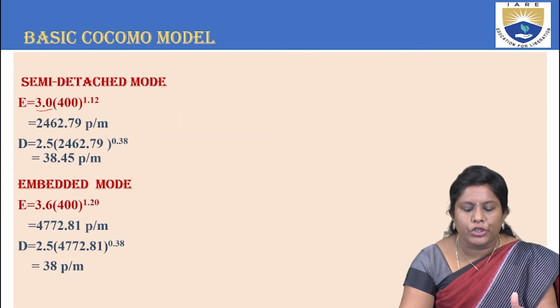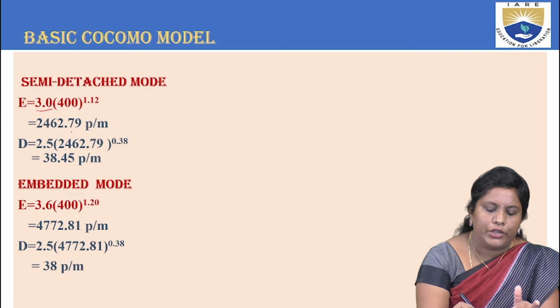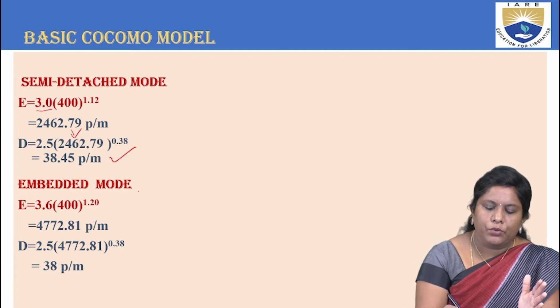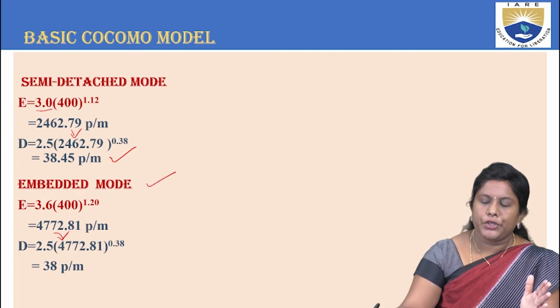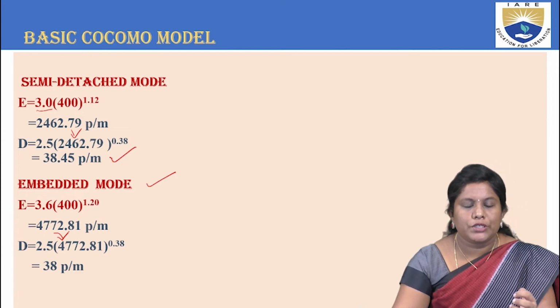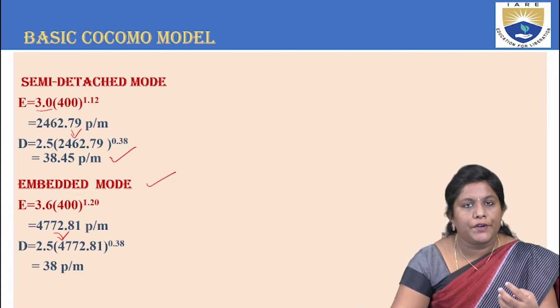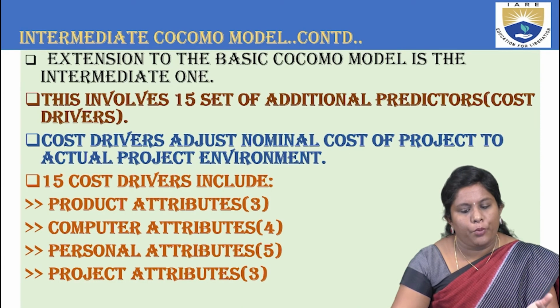Like for semi-detached, you will get E, substitute the same value over here and you will get the development time. The third class, that is the embedded mode, you will have to substitute the same way, substitute this here. You will get the embedded mode. So this is how you calculate and find out the cost estimation under the category of basic Cocomo model.